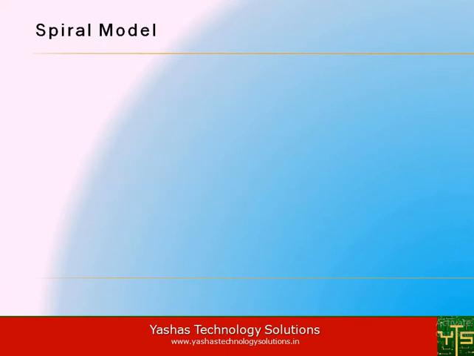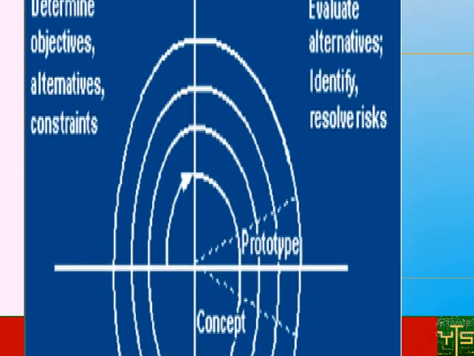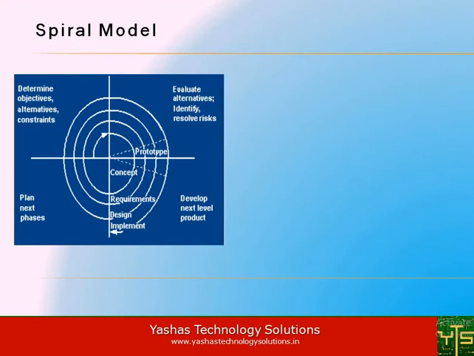Now let us go to the next model of SDLC, which is the spiral model. The spiral model combines the idea of iterative development with the systematic control aspects of the waterfall model. This spiral model is a combination of iterative development process model and sequential linear development model, that is the waterfall model, with a very high emphasis on risk analysis. It allows incremental releases of the product or incremental refinement through each iteration around the spiral.